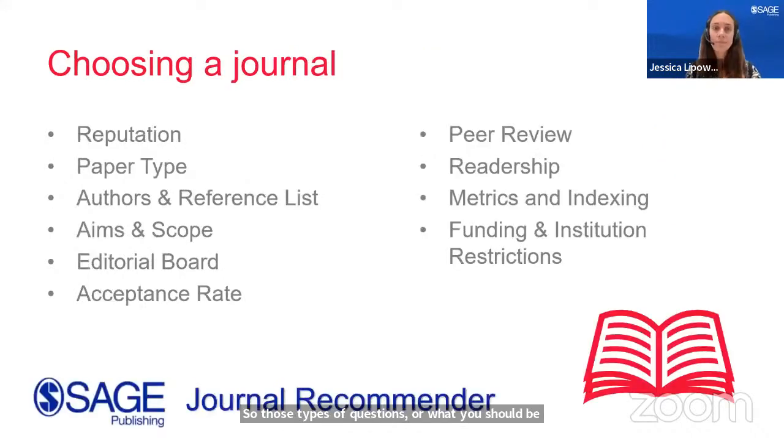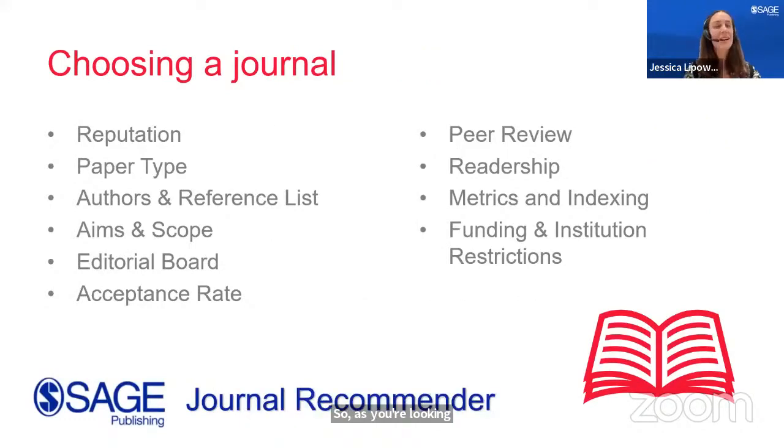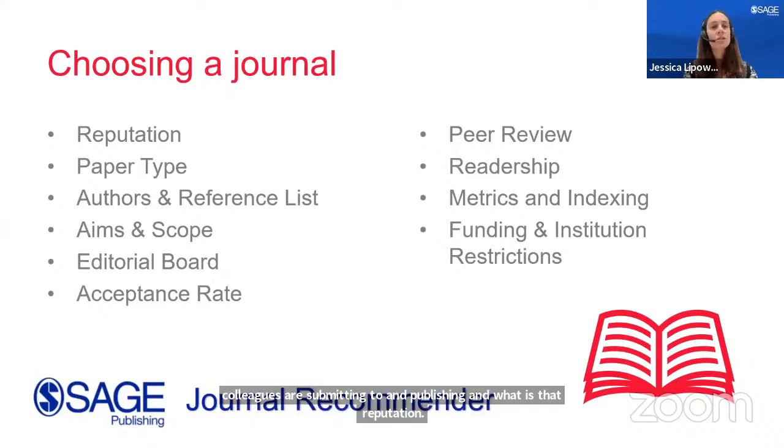As you're looking for a journal to submit to, as you know, there's thousands and thousands of journals out there, and there are many different factors in how to actually choose a journal. Many people will first look at reputation, and that is absolutely important. Which journals are you continually reading, and which are your colleagues submitting to and publishing in? What is that reputation? Is it affiliated with a particular institution or a society that you might be a member of?